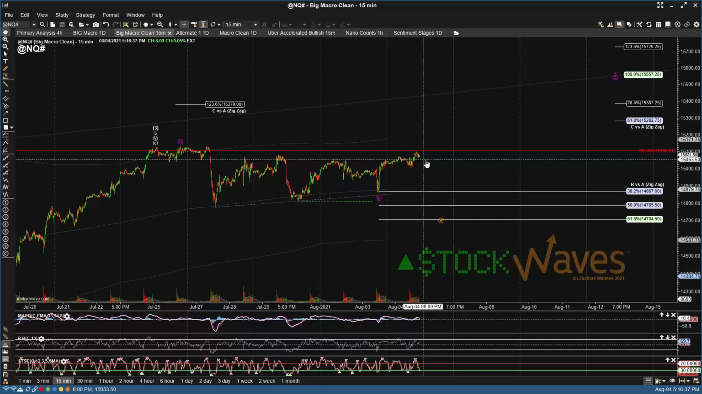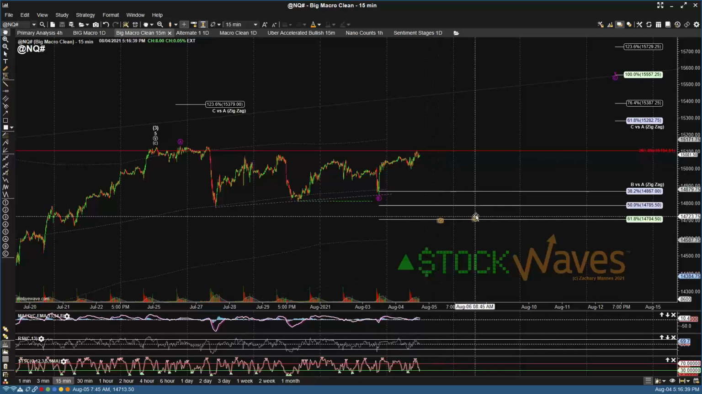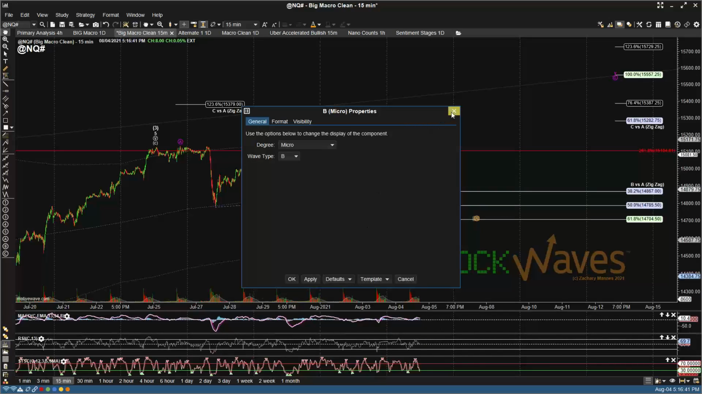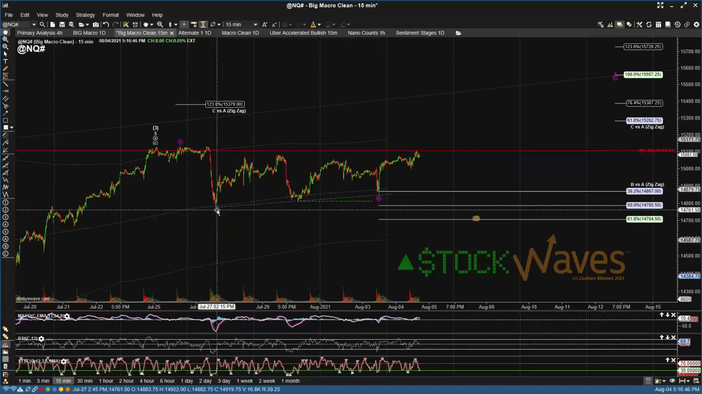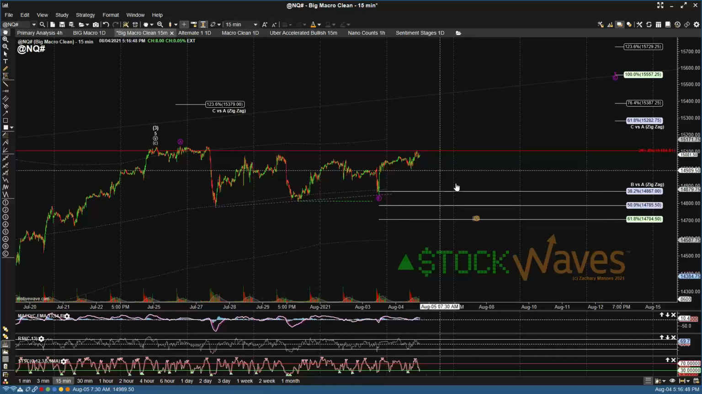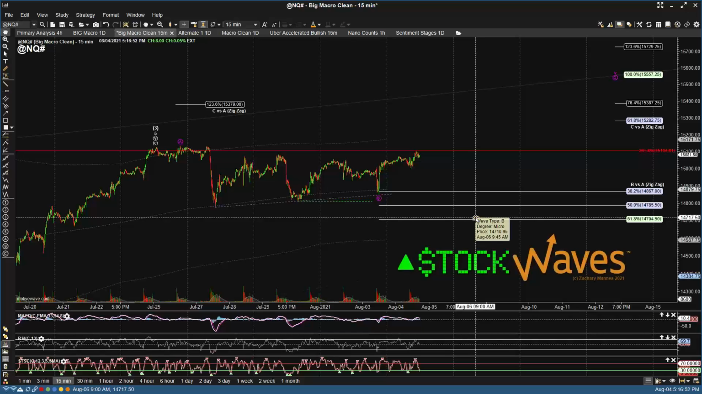At that point, it could maybe drop to a deeper B wave, where instead of this being a triangle for the B, this is an A, this is a B wave, and then it gets a C wave down toward the 14,700s.